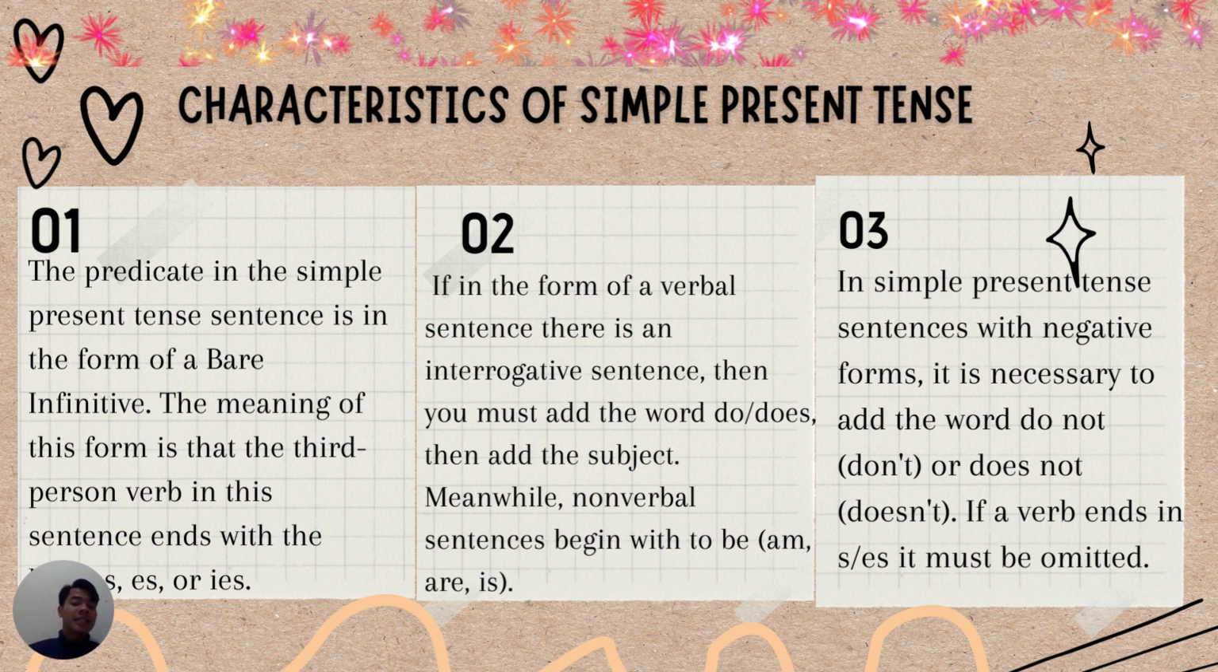Number three, the simple present tense in negative form. It is unnecessary to add do not, don't, does not, doesn't, if a verb ends in s or es.